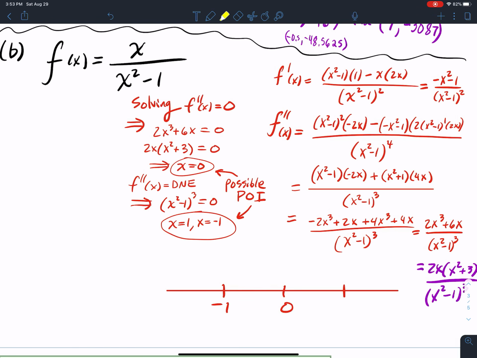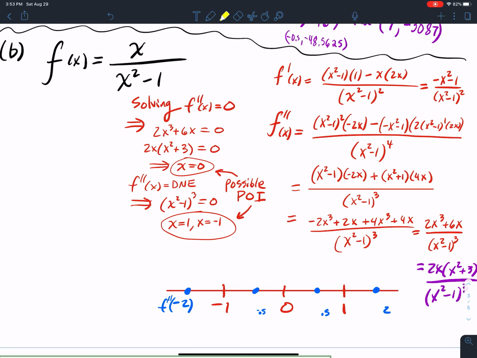So I've got negative 1, 0, and 1, okay? So this is from my points of inflection here. And so I'm going to pick points in between them. So negative 2, negative a half, 1/2, and 2. Like I said, I don't care what point you pick as long as they are between on those given subintervals. Okay?